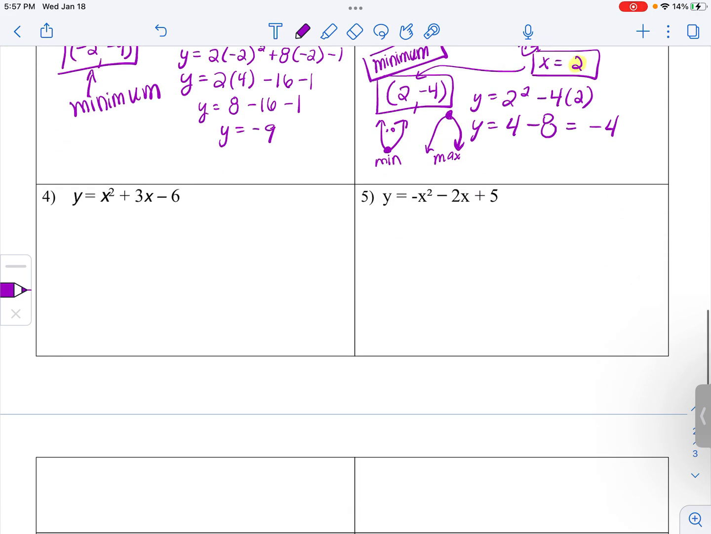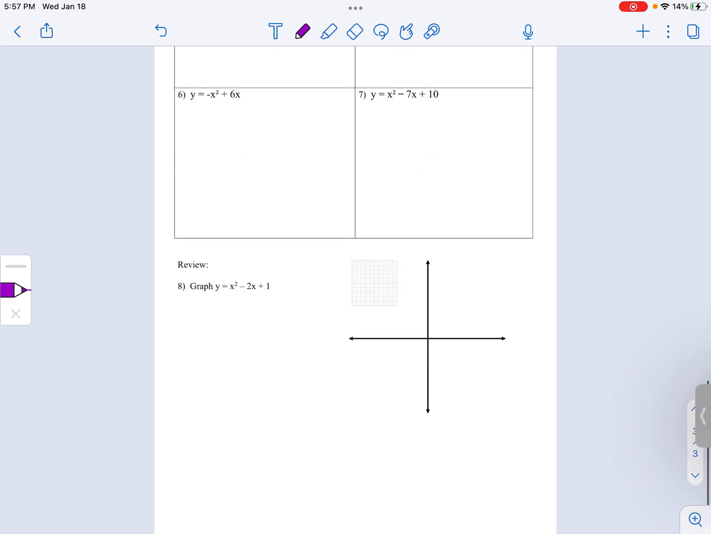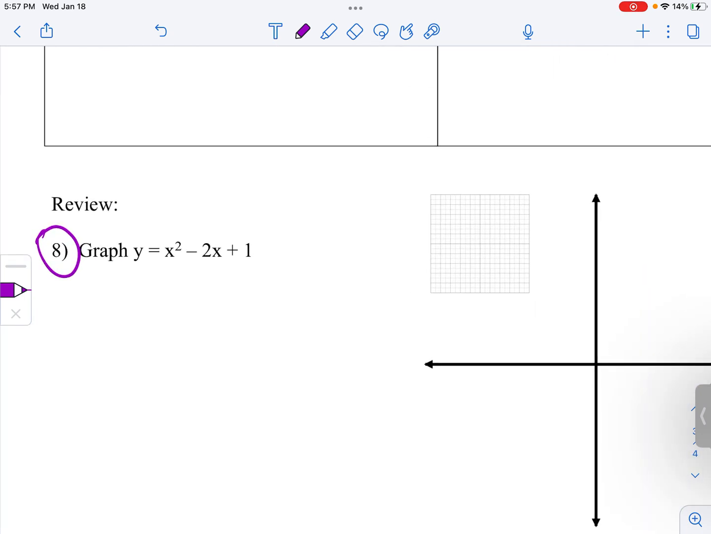All right, so for the rest of the period, I want you to work on 4 through 7. Oh, and number 8. 8 is just a review. All you're going to do is put this in the calculator and graph. That's all. Nothing fancy. Just don't forget arrows and labels. Sorry, my handwriting here is atrocious.